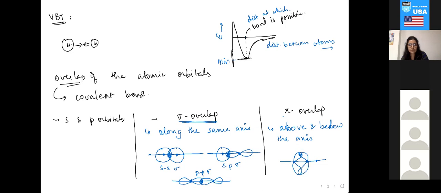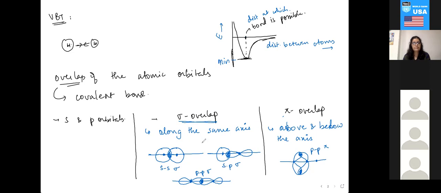So upar or niche ho raha hai, it's not in the same line of the nucleus. So this is a p-p pi overlap. Okay. So now, are you clear about the difference between sigma and pi overlaps?